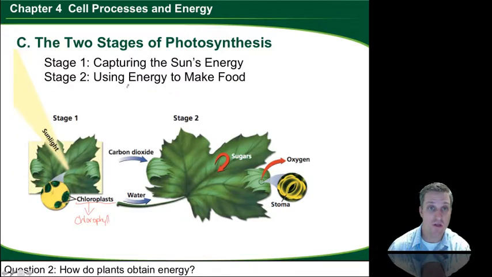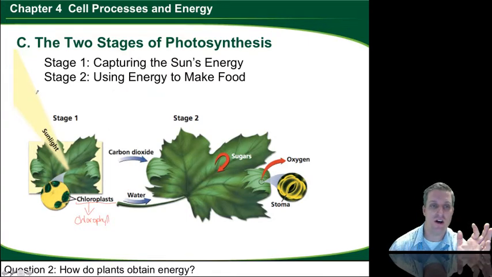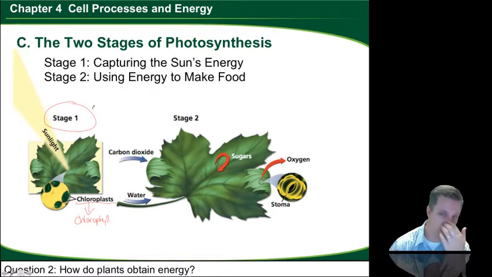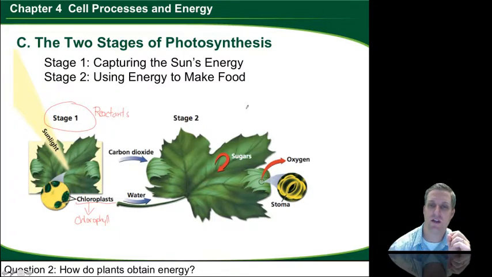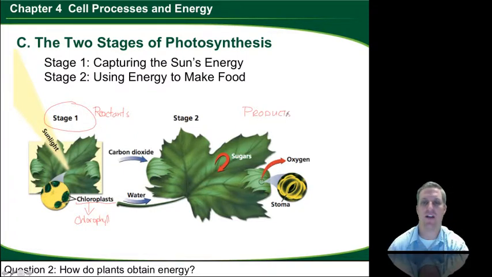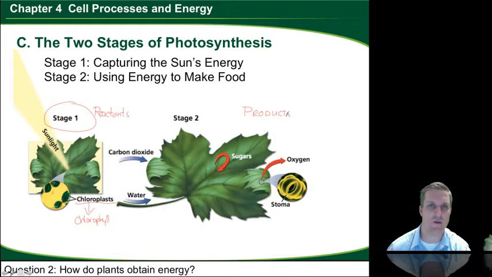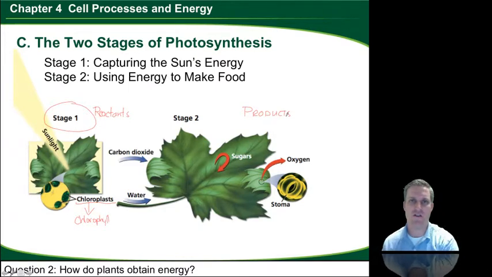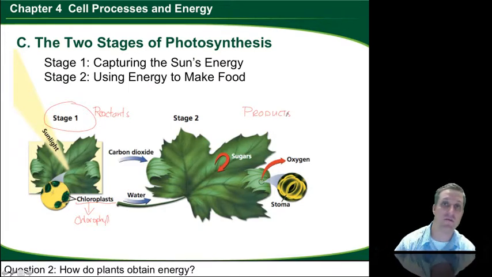So in photosynthesis, on one side, stage one, we're dealing with what we call the reactants. Anytime we're talking about a formula, we're going to deal with reactants. On the other side, we're going to deal with products. So every chemical reaction that we see in science, we're going to see reactants, that's what goes into the process, and products, what comes out.